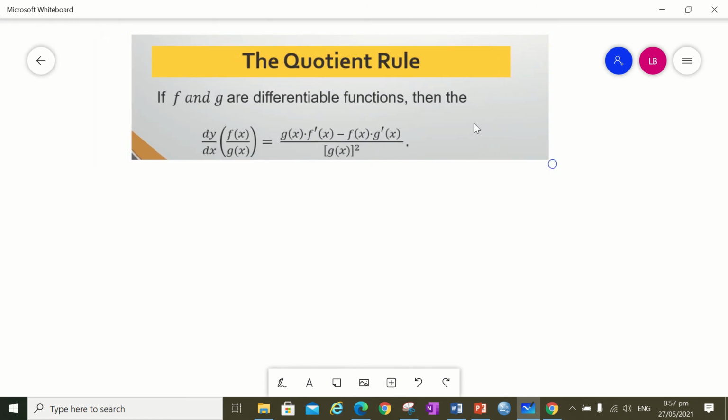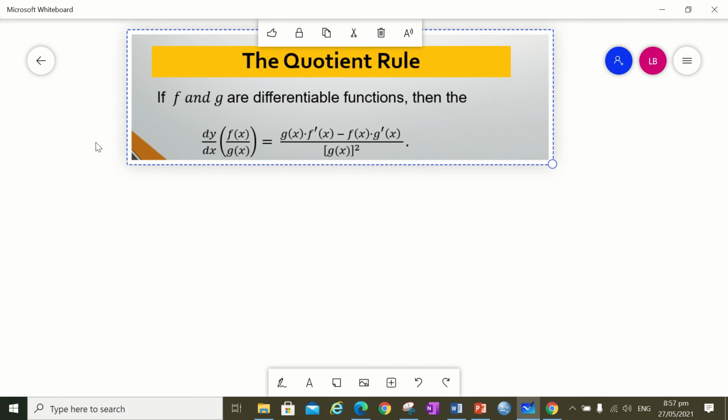Then let's have the quotient rule. If f and g are differentiable functions, then the derivative of f of x over g of x is equal to g of x times f prime of x minus f of x times g prime of x, all over the square of g of x. So the derivative of the quotient is the denominator times the derivative of the numerator minus the numerator times the derivative of the denominator, all over the square of the denominator. As easy as that.